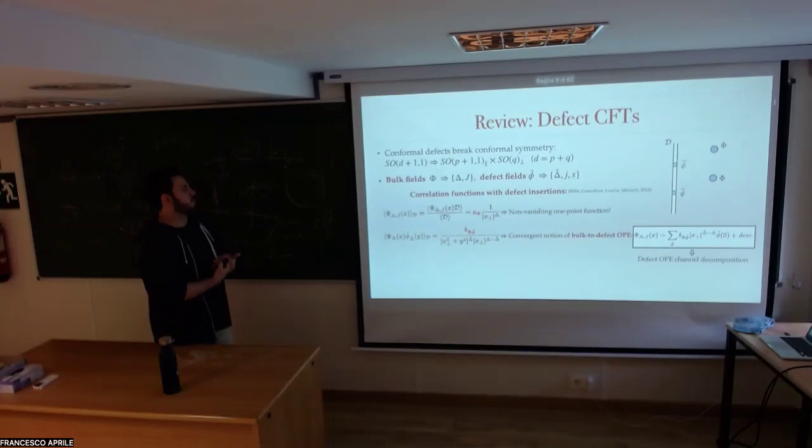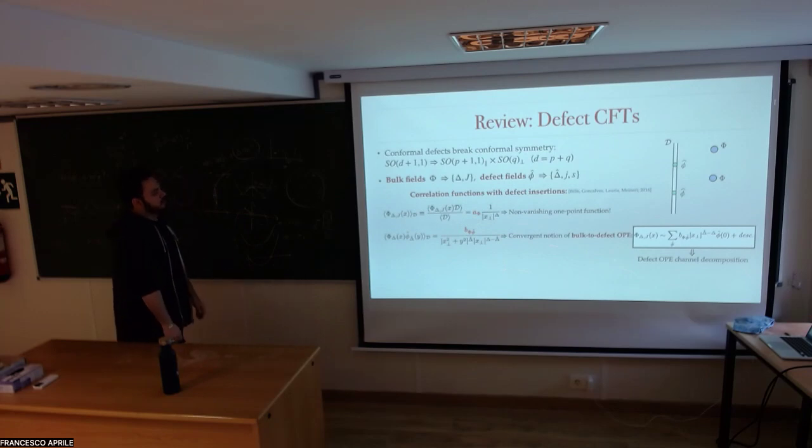So the idea is that once we have two different classes of operators, we can construct different correlation functions in the presence of the defect. The first simple example is the one-point function, which is non-vanishing and kinematically fixed by conformal invariance, up to a specific physical coefficient, the one-point coefficient.